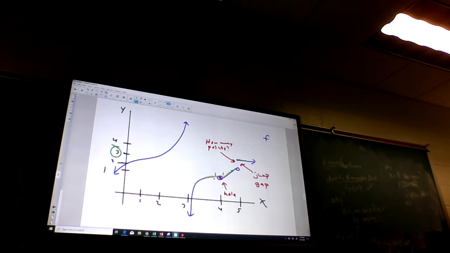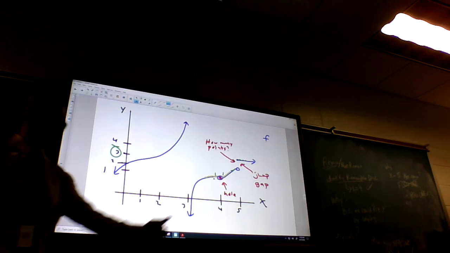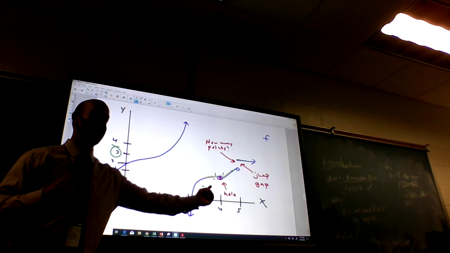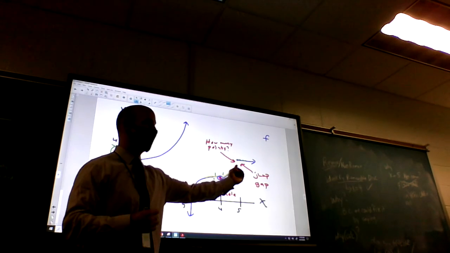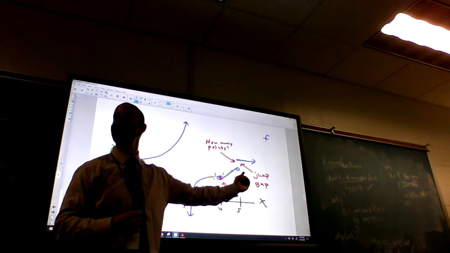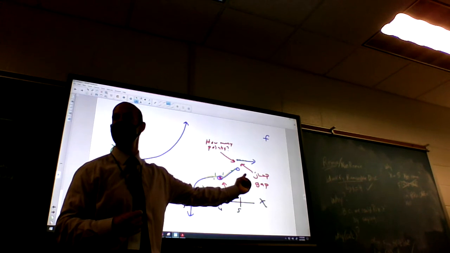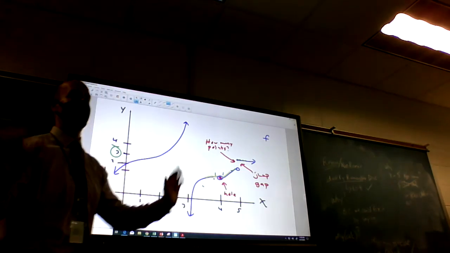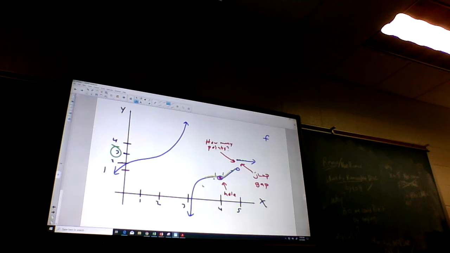So why do we want to know if stuff's continuous or not? Because if it's not continuous, we can't do differentiation on it. We can't do integration on it. By the way, if it's a removable discontinuity, can we fix it so we can do calculus on it? Yes, we can. If it's a non-removable discontinuity, guess what? We're out of luck. We can't do it. Does that make sense? Now, we haven't talked about derivatives or integrals yet, but that's why continuity is important. Okay?